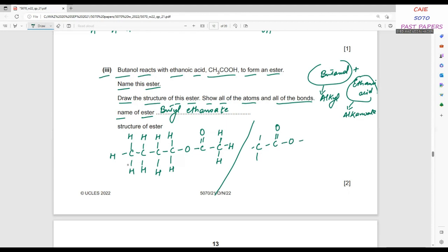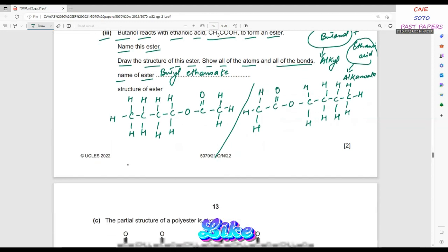Oxygen. Now for butyl group 1, 2, 3, 4. Now I am placing the hydrogen atoms. So both of these displayed formulas are correct. You can draw any one of these.